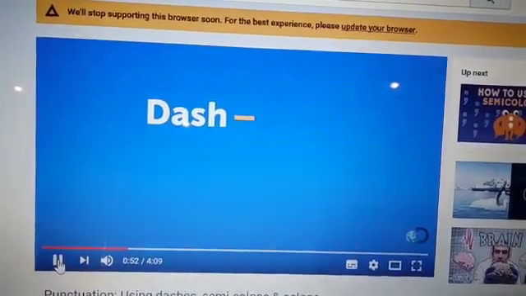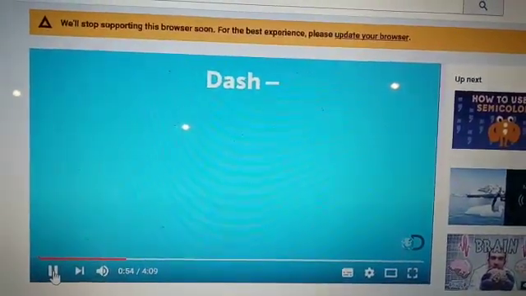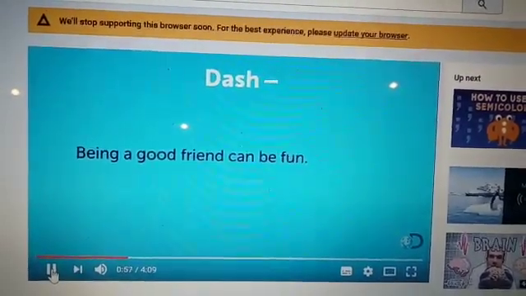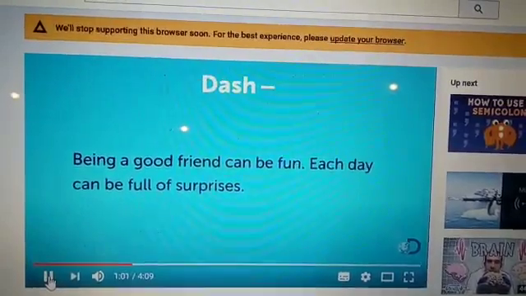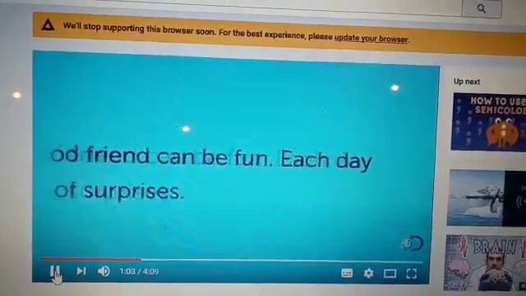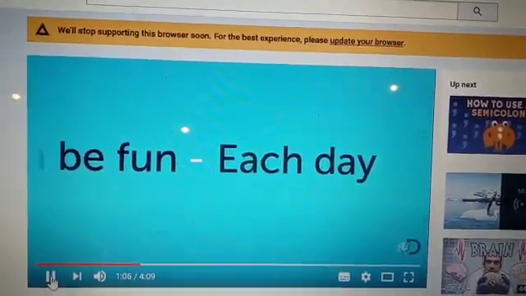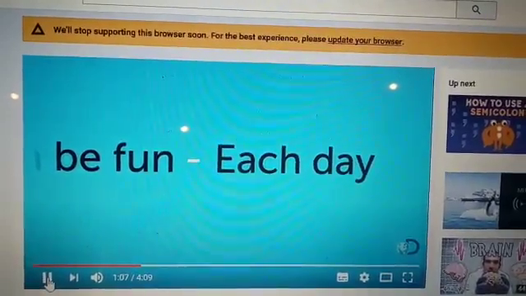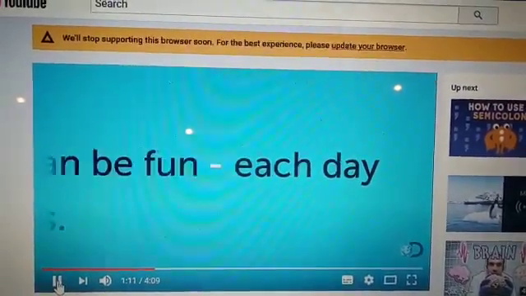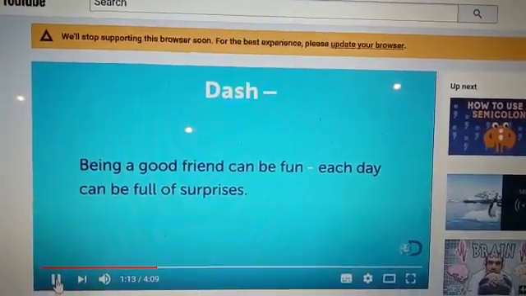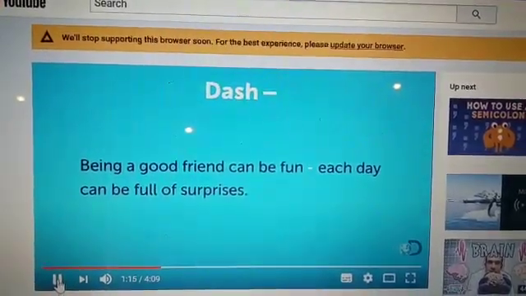Let's look at using a dash. Look again at the sentences. Being a good friend can be fun. Each day can be full of surprises. A dash replaces the full stop between the sentences. The E becomes lowercase. The dash links the 2 sentences in quite an informal way.